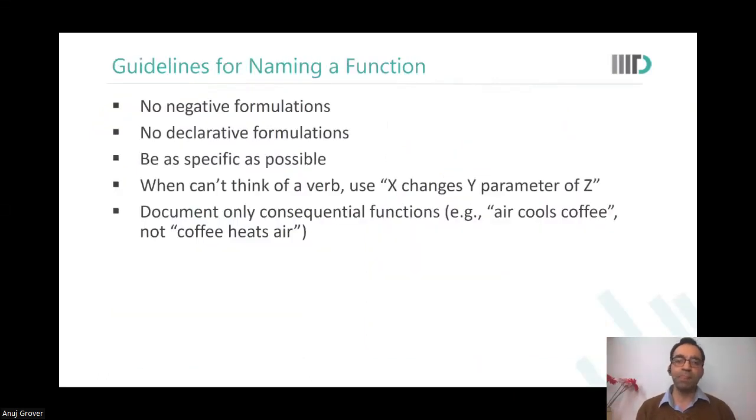Okay. So we do not use negative formulations. We do not use declarative formulations, and we should be as specific as possible. If we cannot think of what parameter is changing, you can simply say X changes Y parameter of Z. And importantly, we document only consequential functions. For example, we say air cools coffee, not coffee heats the air.